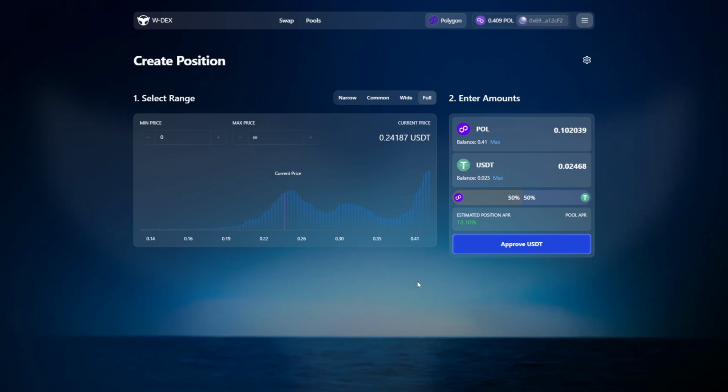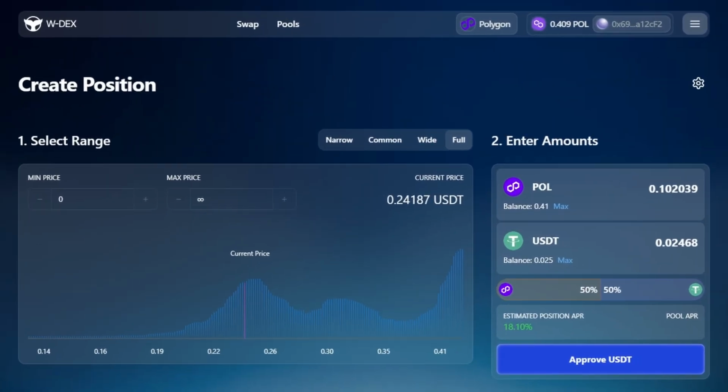In addition to the 4 predefined price range templates, the platform also allows you to manually set a custom range within which your assets will generate income from collected fees. To do this, you need to enter the desired minimum and maximum token price. Depending on the selected price range, the token ratio in the liquidity pool will adjust accordingly.